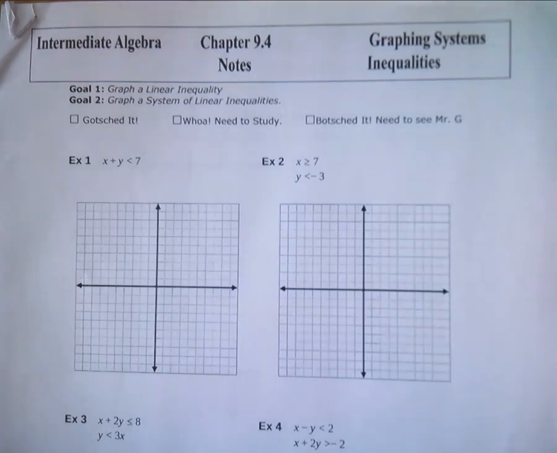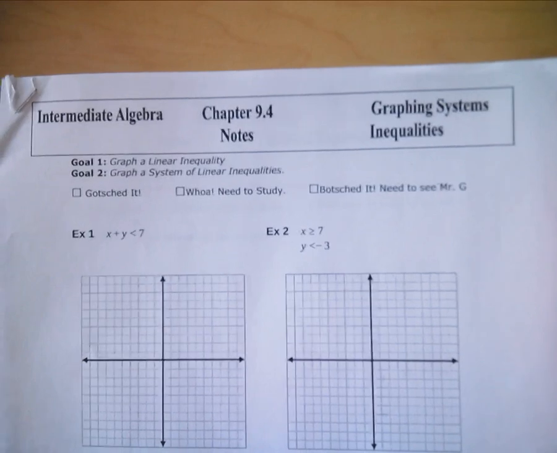Guys, take a look. 9.4 is graphing systems of inequalities. Okay, so 9.4, systems of inequalities. We're going to graph one inequality, and then we're going to graph a system of linear inequalities. I recommend, you don't have to, but I always like using different colors, so let's get some different colors out.